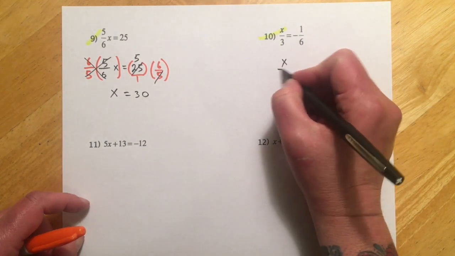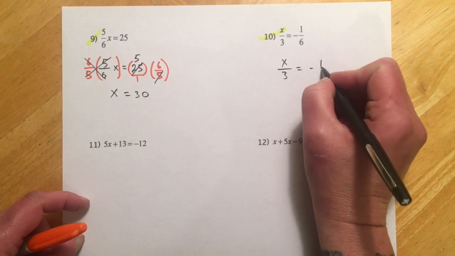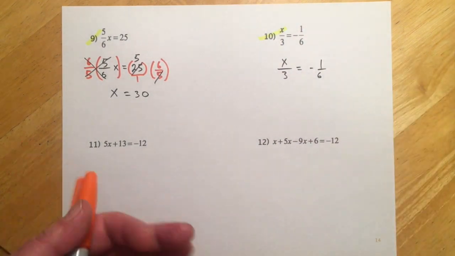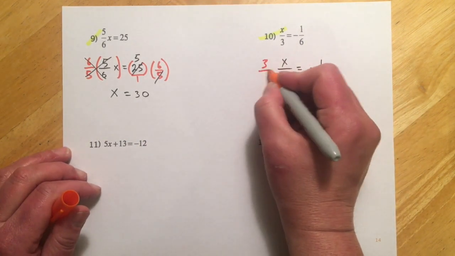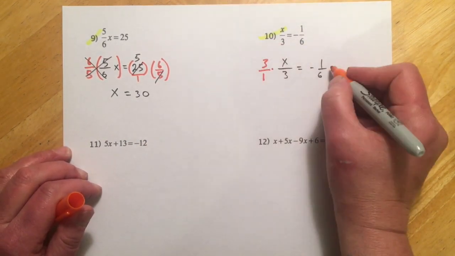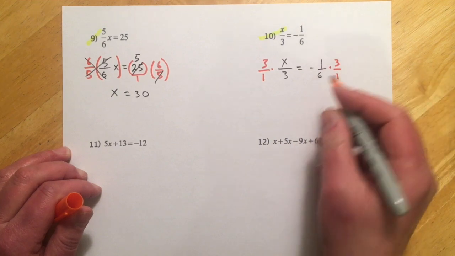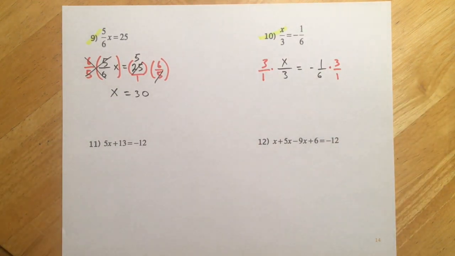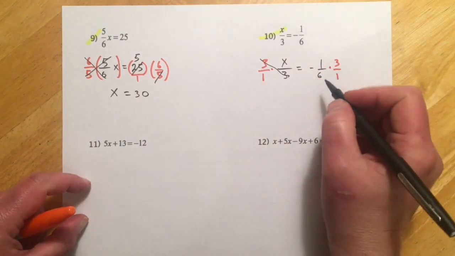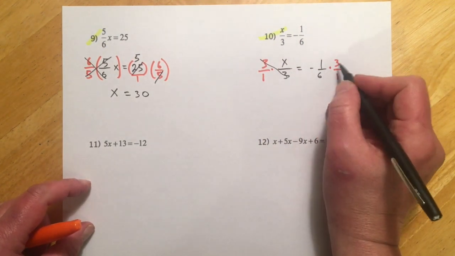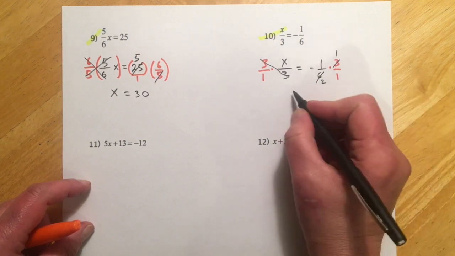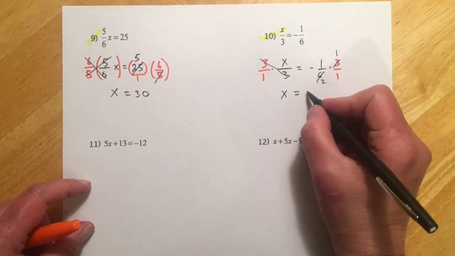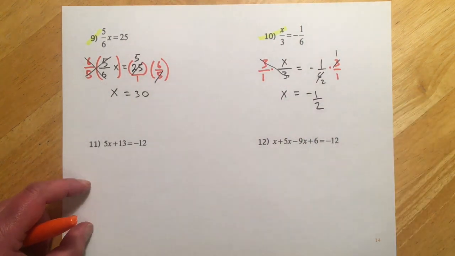And then this one, so we got a 3 downstairs. That means we need to multiply by 3 because we're dividing by 3 right now. And we do the same thing on this side. Threes cancel. Here I would get negative 3, 6. I'll go ahead and go 3 into 3 once, 3 into 6 twice, and then I got x equals negative 1/2.